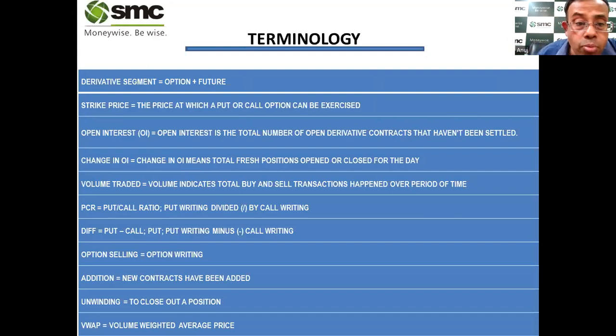Volume traded. Volume traded indicates the total number of buy and sell transactions that happened over a period of time. Many people confuse the two terminologies. Volume traded is a different thing and change in OI is a different thing. So you should keep in mind that both these things are different, and we will come to the point of how they are different.